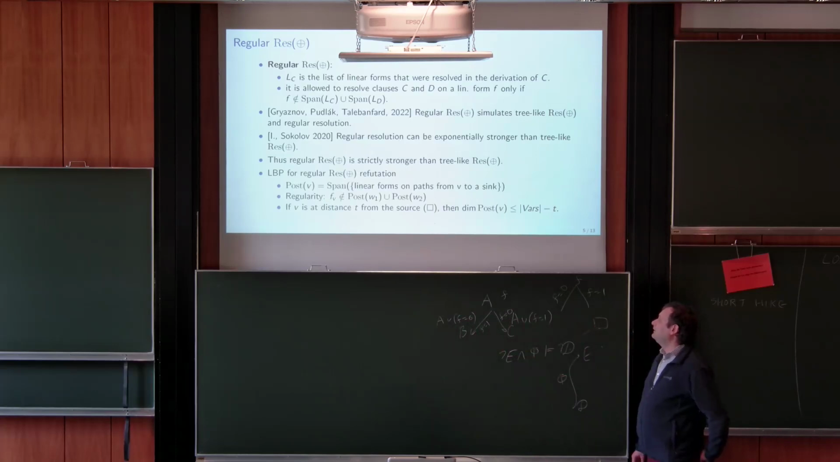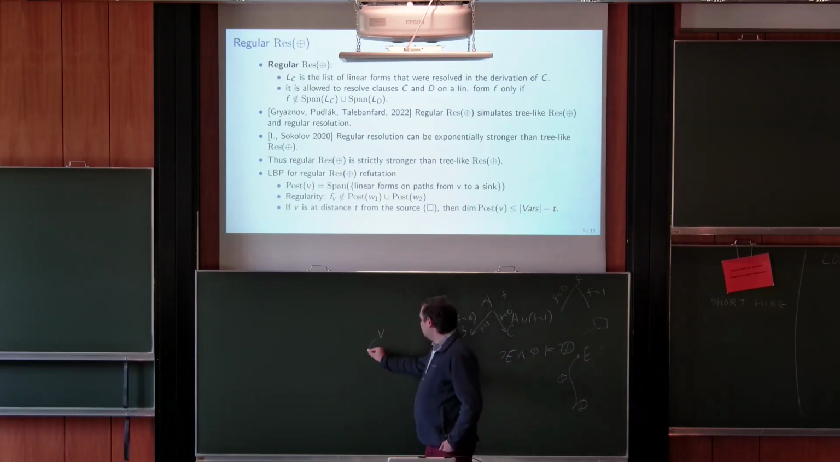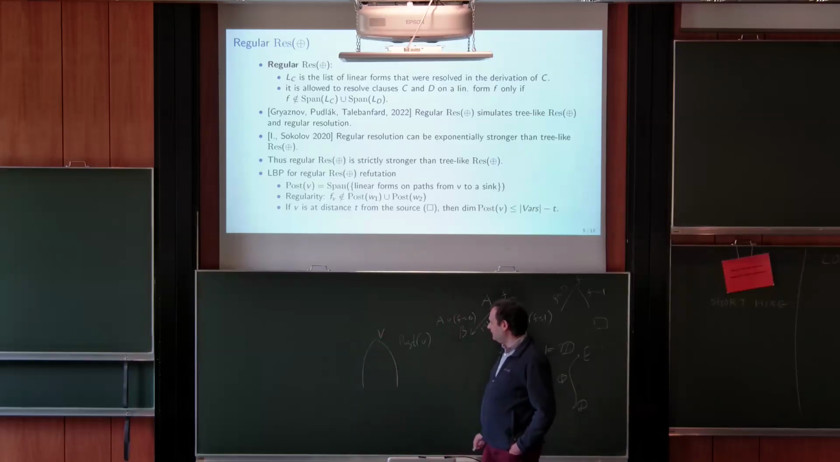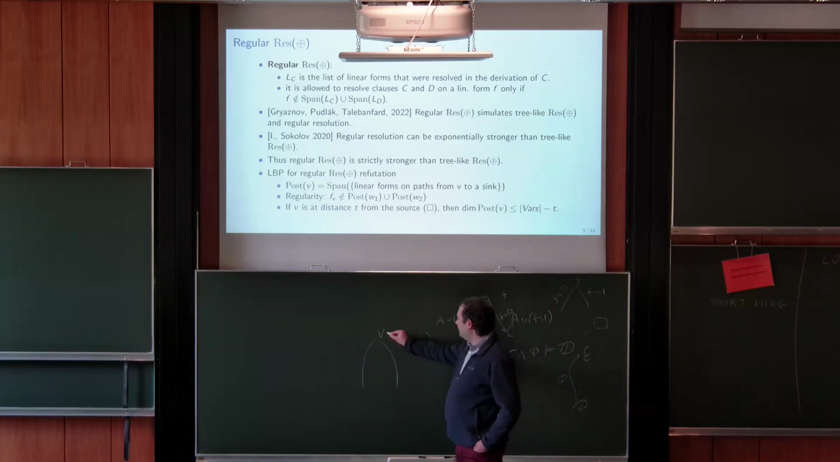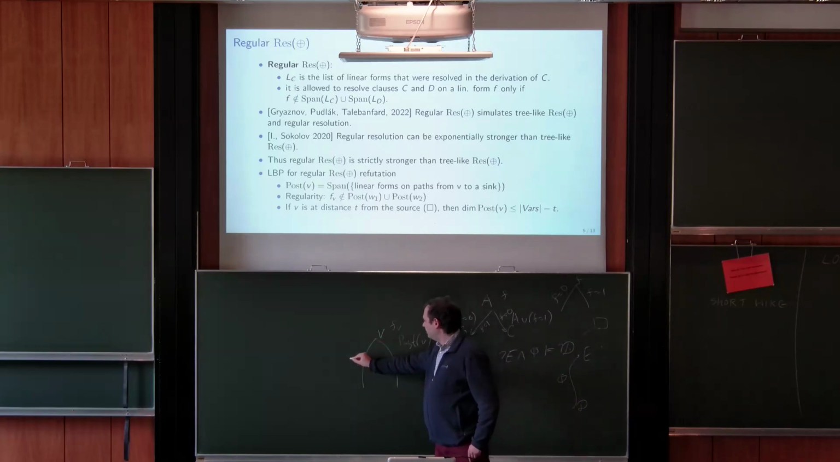What we have in a linear branching program for the regular case: consider some node V of the branching program. We define Post(V) as the linear span of all linear forms that are below V. When we remove regularity, the linear form that corresponds to V doesn't belong to Post(W1) and Post(W2) for the children.